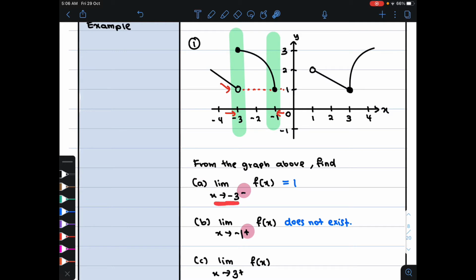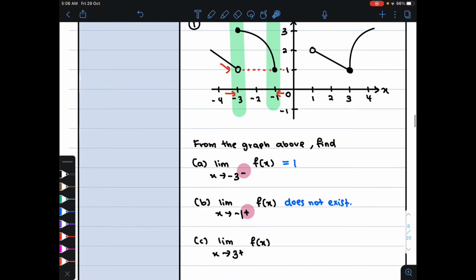x approaching negative 3 from the left-hand side. On the left-hand side, look at the graph that is exactly on the left-hand side of negative 3. The graph that is exactly next to negative 3 from the left-hand side is this one. So we have a graph on the left-hand side. But for question B, there is no graph on the right-hand side of negative 1. That's why this limit does not exist. Let's continue with question C.